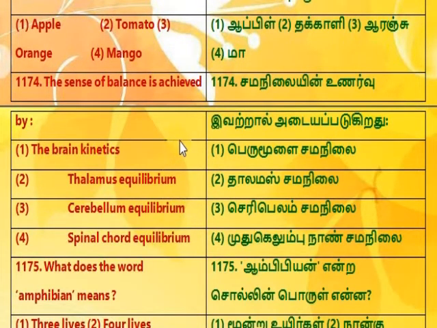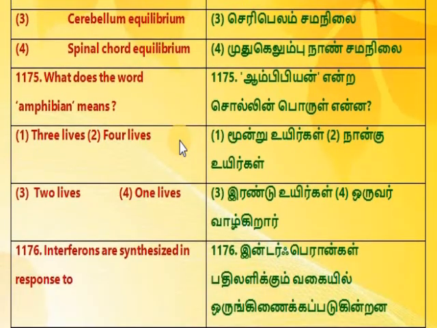1174. The sense of balance is achieved by: 1. The brain kinetics, 2. Thalamus equilibrium, 3. Cerebellum equilibrium, 4. Spinal cord equilibrium. 1175. What does the word amphibian mean? 1. 3 lives, 2. 4 lives, 3. 2 lives, 4. 1 life.